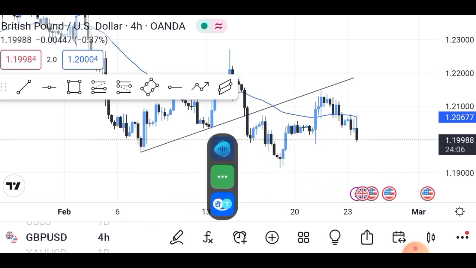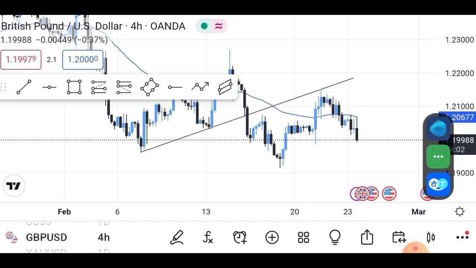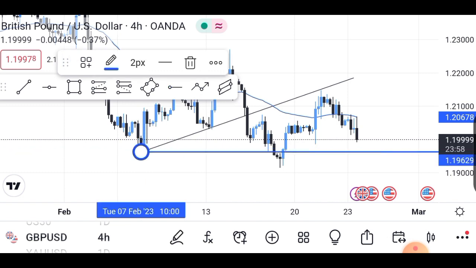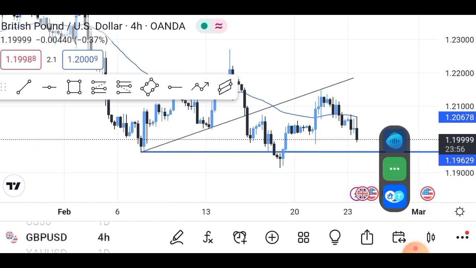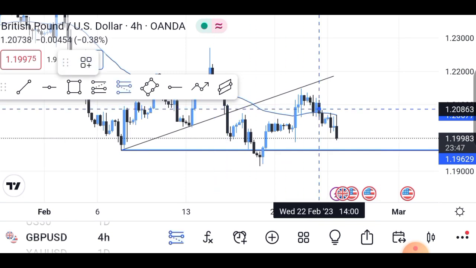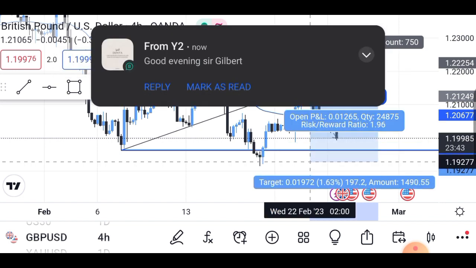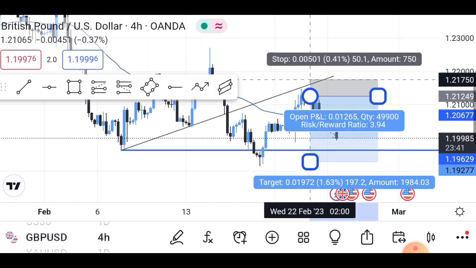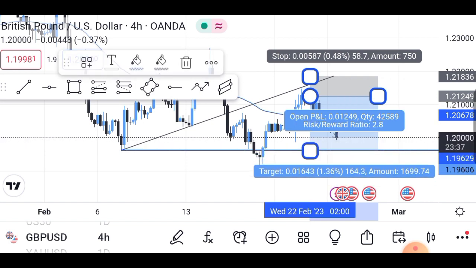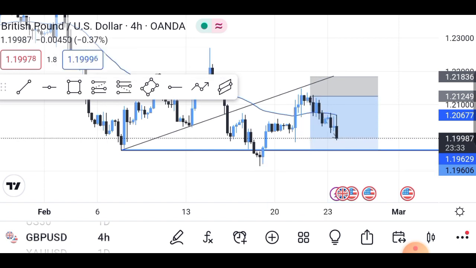Immediately price tapped our trend line here, what happened? Boom, to the downside. You get the concept? So that's how you need to draw your trend line. And maybe at this point you would have just gone to your lower time frame, looked for entry here and do what? Short this market to this other key level here, or maybe somewhere around here.